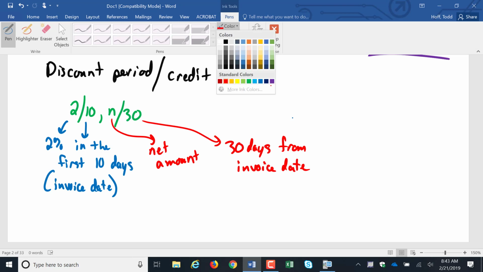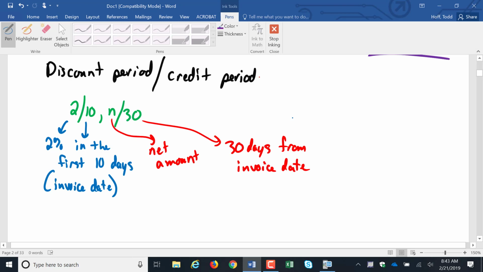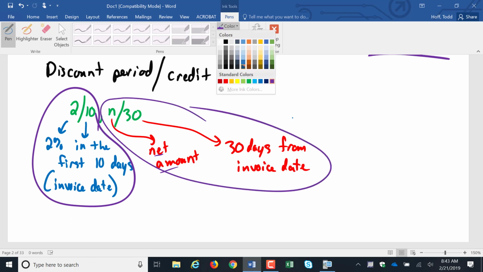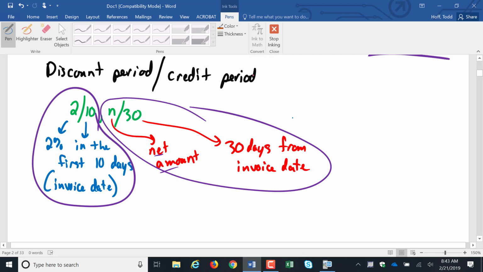So there are a lot of buyers that might make this in a couple of payments. If they can't afford to pay the whole bill, they'll pay part of the bill during the discount period just to get some of that discount, and then what's left over, the net amount, is due by the end of that credit period. What I typically do is I will draw out a number line.